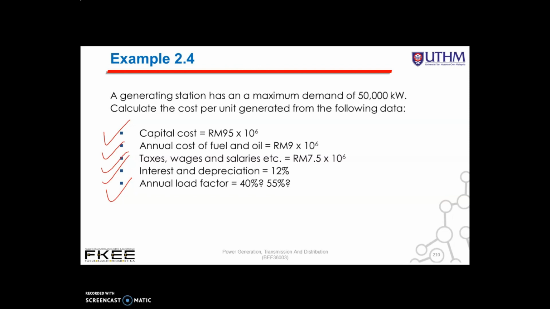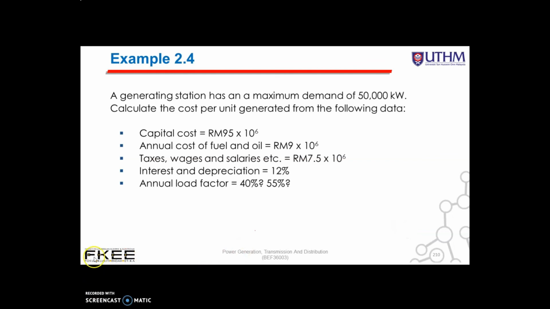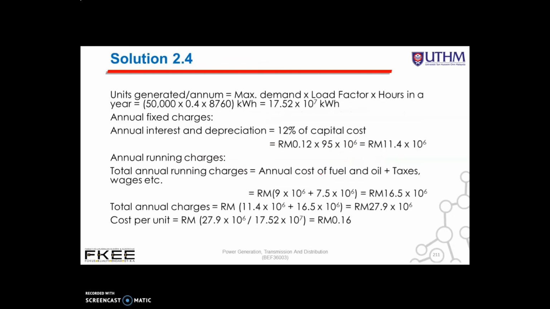So you have to calculate the cost per unit generated. But before that, you have to identify the types of charges for each of the data. For example, the capital cost is the fixed charges, and the annual cost of fuel and oil is the running charges. The taxes, wages and salaries, etc. is running charges. And finally, the interest and depreciation is the fixed cost. Okay. So this is the solution for example 2.4.